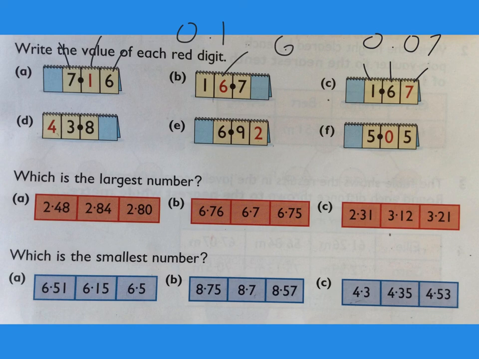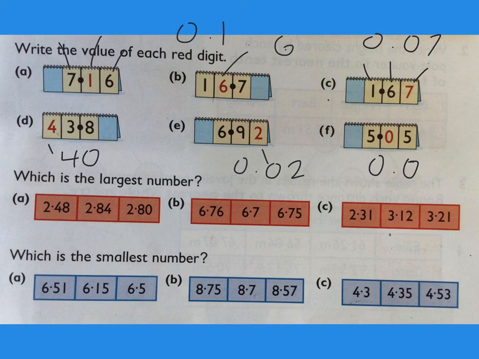Okay, so I hope you're able to complete those tasks. So the first one, D, 43.8, that 4 is worth 40. So it's worth 4 tenths or 40. 6.92, so 6 units, 9 tenths, 2 hundredths. So it is worth 0.02. Okay, 5.05. Well, this 0 is worth no tenths. Okay, and if you're writing it down as a number, it would be worth 0.0. Okay, but it isn't worth anything.